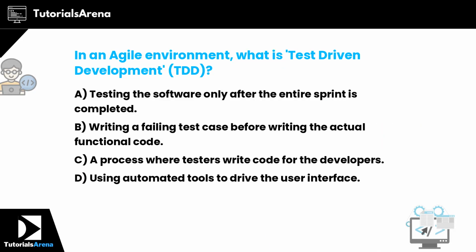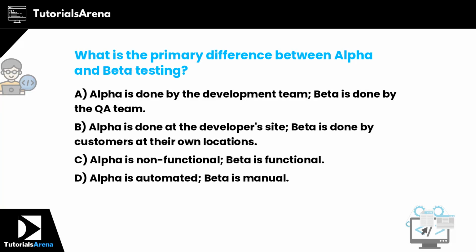In an Agile environment, what is test-driven development, TDD? The correct answer is option B, writing a failing test case before writing the actual functional code. What is the primary difference between alpha and beta testing? The correct answer is option B. Alpha is done at the developer site. Beta is done by customers at their own locations.